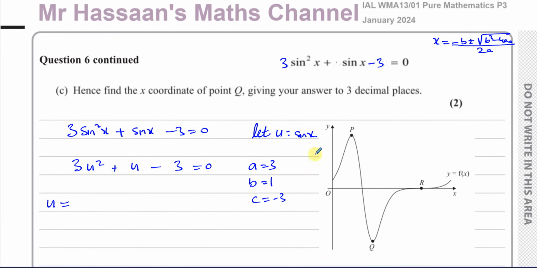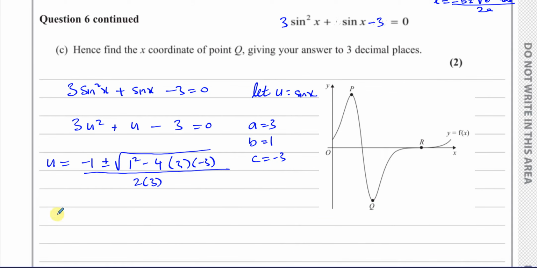So you have minus b, so it's going to be -1 plus or minus the square root of b squared, which is 1 squared, minus 4 times a, which is 3, times minus 3, all over 2a, 2 times 3. So very important that you show that you've put everything in the right place. Don't just write the answers down from your calculator. You must show your steps here. So you have -1 plus or minus the square root of 1 plus 4 times 3, which is 12, times 3, which is 36. That's going to be 37, all over 6.